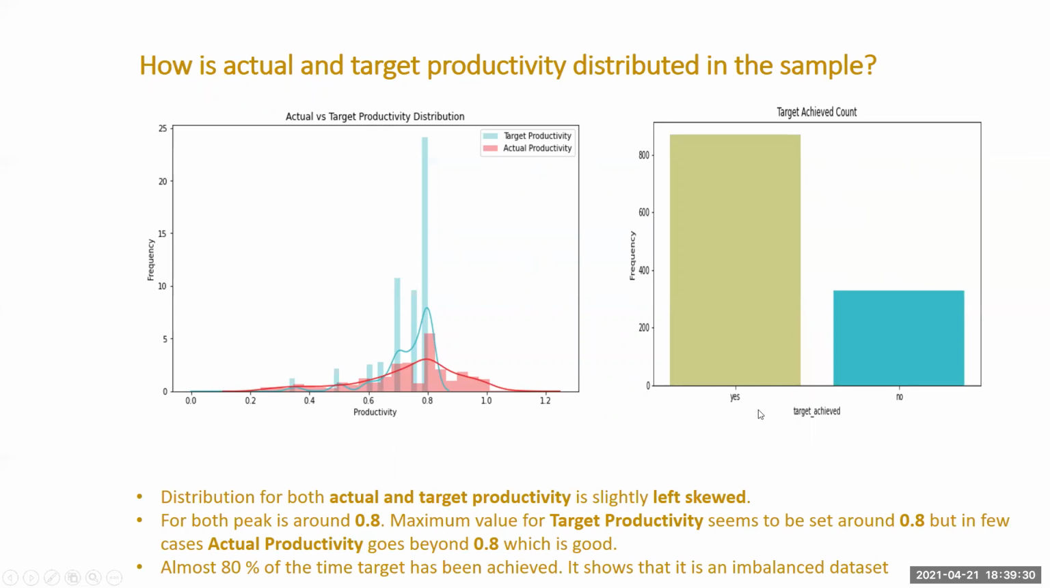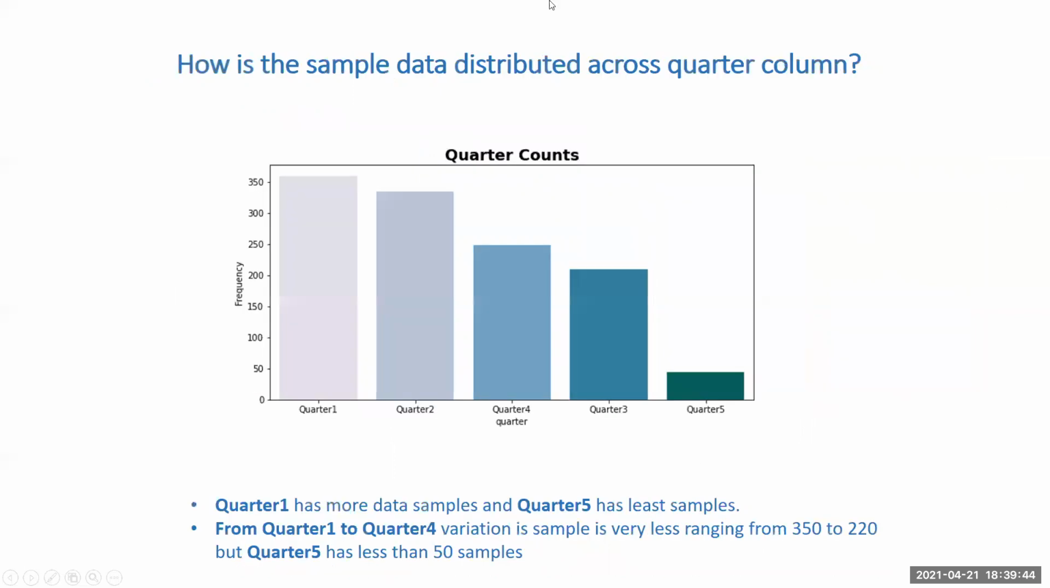This data is slightly left skewed. And when we look at the target variable, target achieved, and check the frequency in the sample data, we are seeing that most of the time the target has been achieved. Around 80% of the data says that the target has been achieved. So this could be an imbalanced data set.